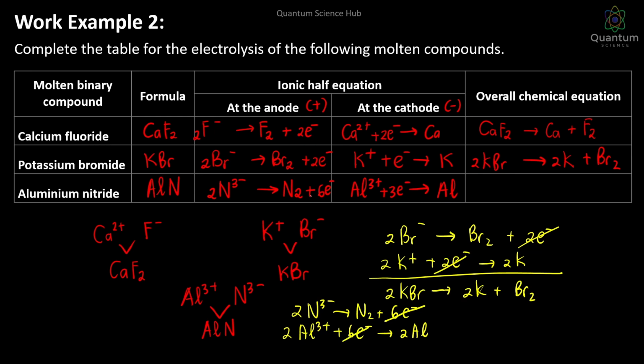So at the end, you will have 2AlN will become 2Al plus N2, right? So this is how you solve the question, okay?